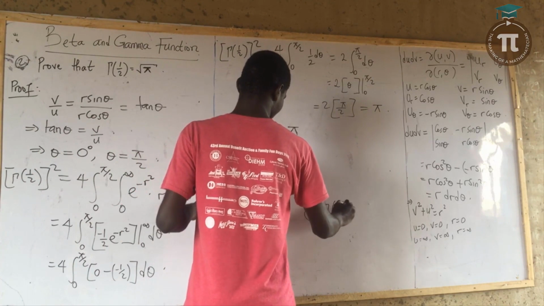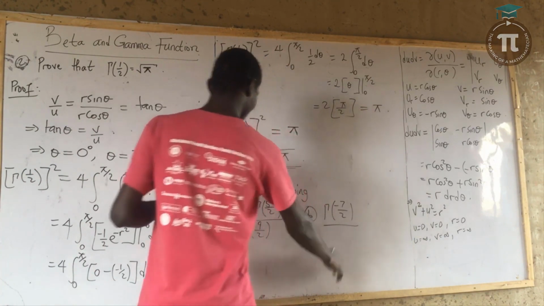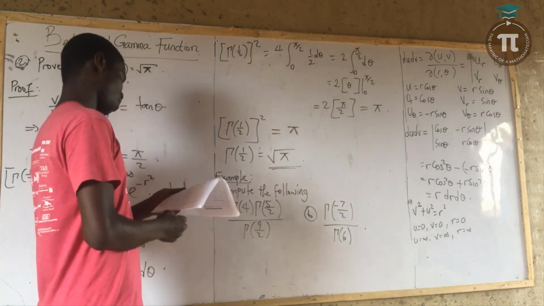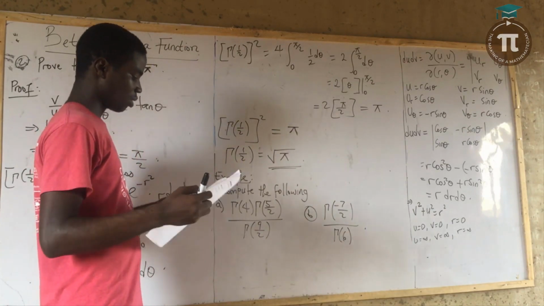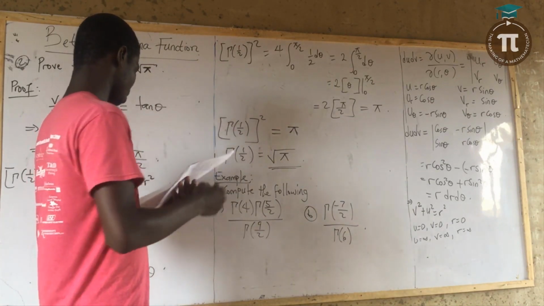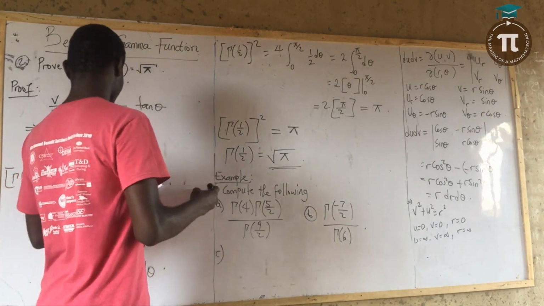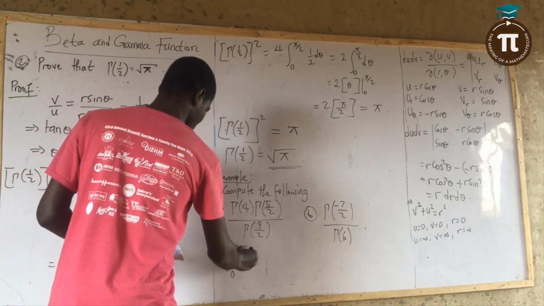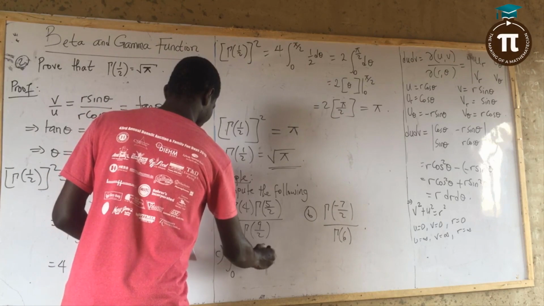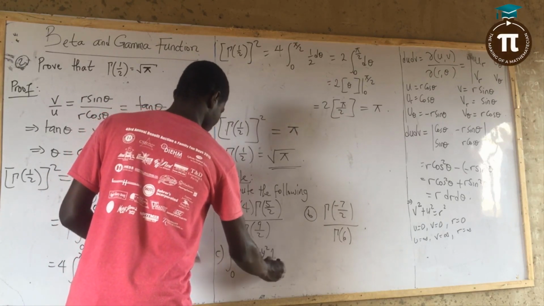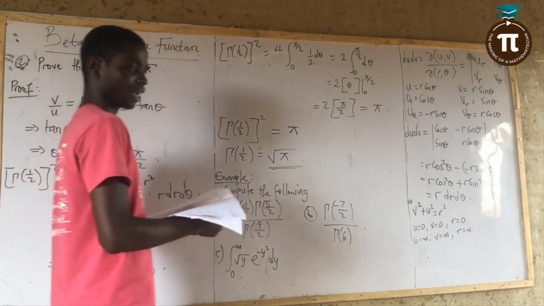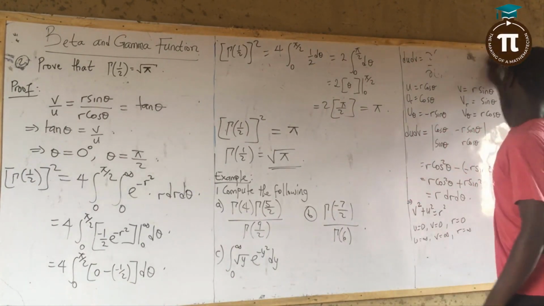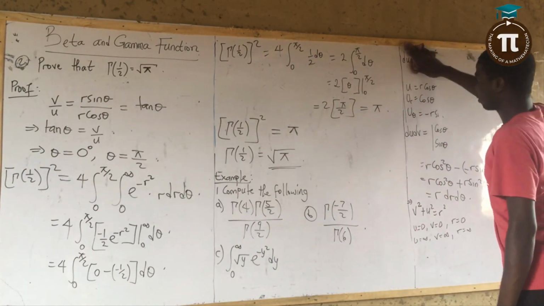The second question: gamma of minus 7 over 2, all over gamma of 6. The third one, C, says the integral from 0 to infinity of square root of y, e raised to the power minus y squared, dy.